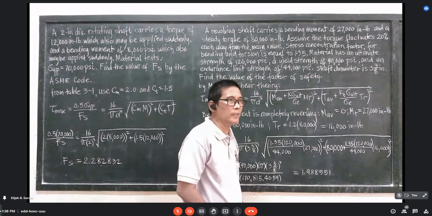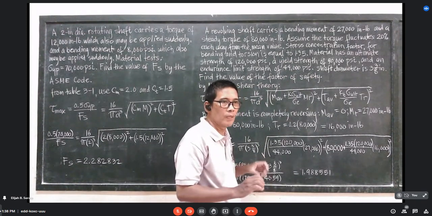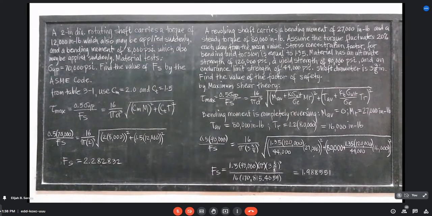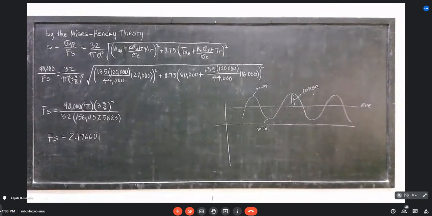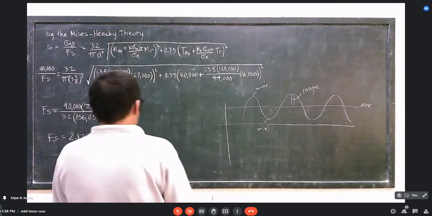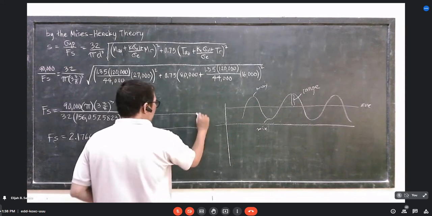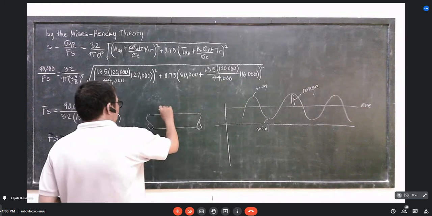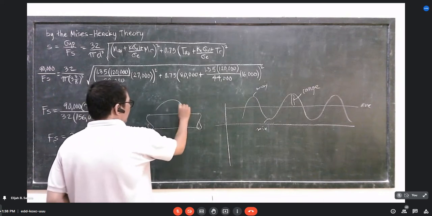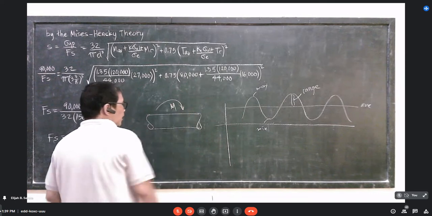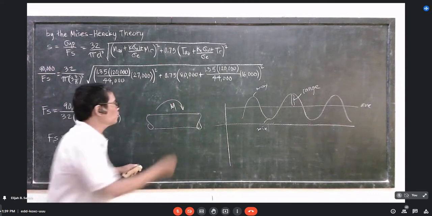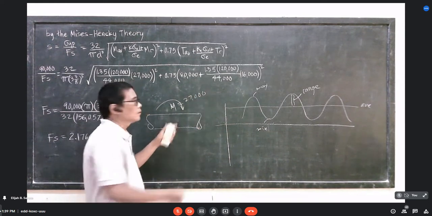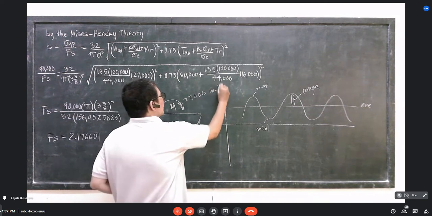Meaning the bending moment that the whole shaft experiences. So if this is your shaft, probably you will have a bending moment here, which is 27, and it does not change. This is in inch-pound. That is for the shaft.